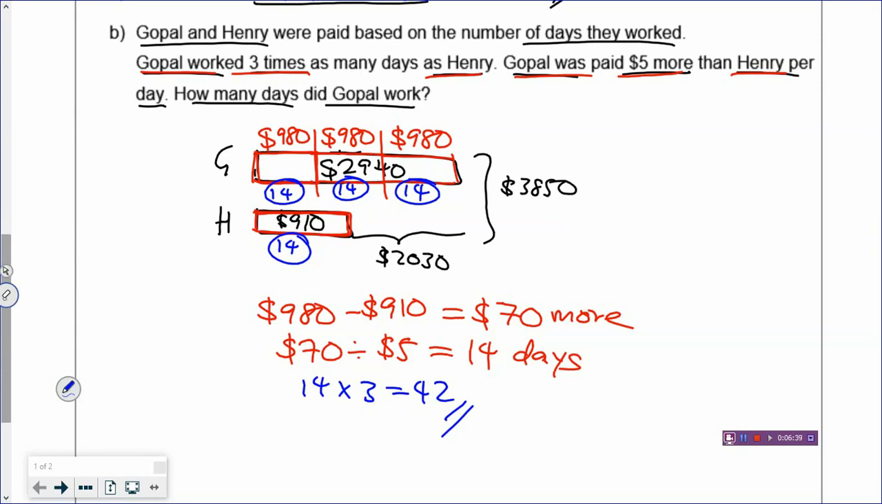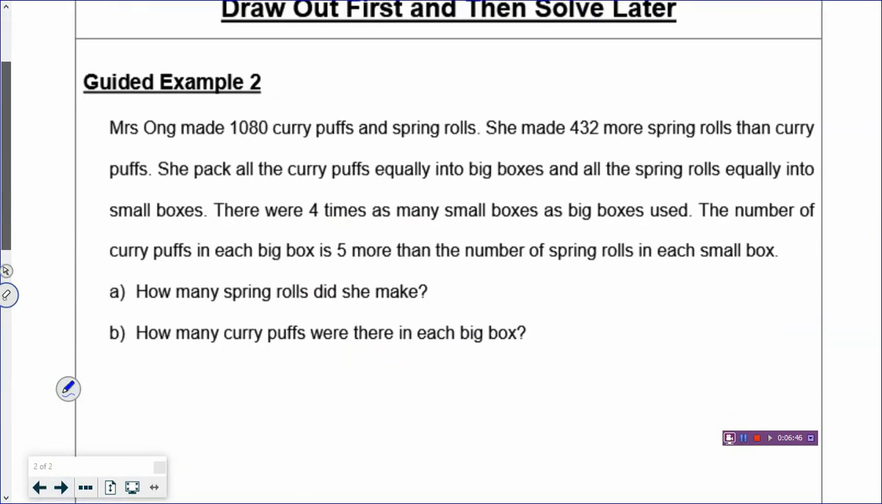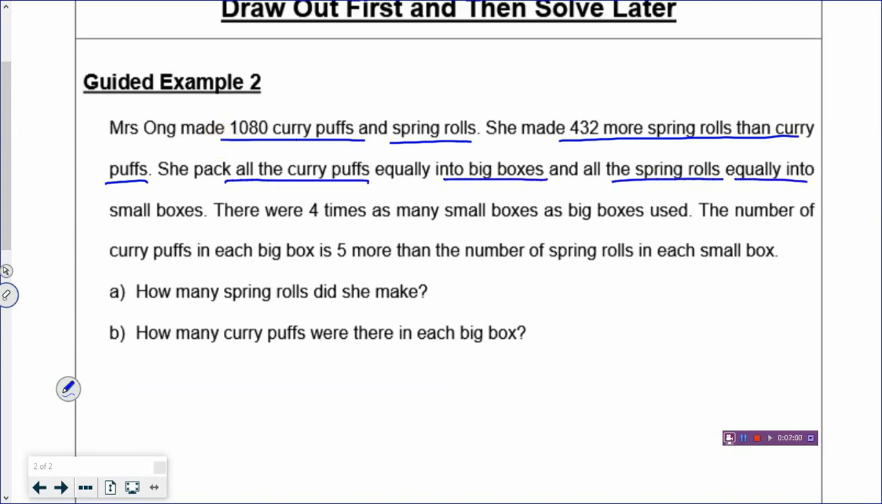Okay, now let's go on to another example, which is also very similar, but much wordier. Wow. Okay, let's look at example 2. Now, Mrs. Ong made 1,080 curry puffs and spring rolls. She made 432 more spring rolls than curry puffs. And then she packed all the curry puffs equally into big boxes and all the spring rolls equally into small boxes. So we don't know how many big boxes, we don't know how many small boxes.